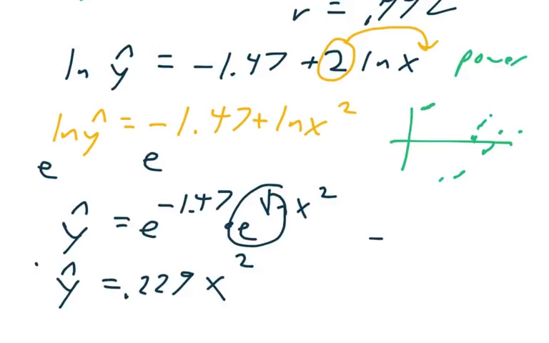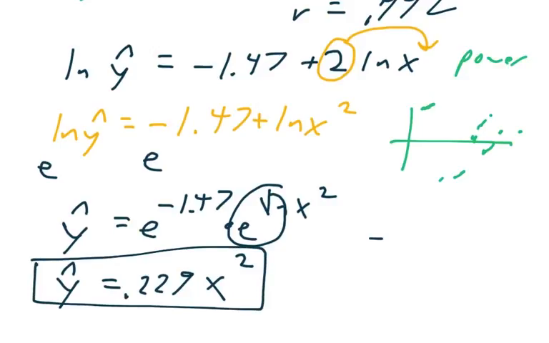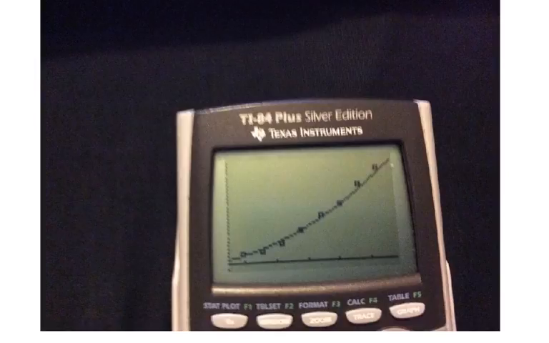So if you plug this into your equation and you do your stat plot, your scatter plot with L1 and L2, you should see that it comes fairly close. In fact, this is the picture that you get, and you can see that the curve really comes close to all of those points.